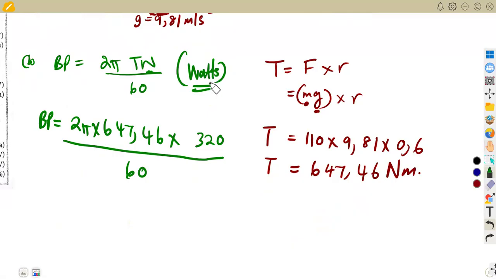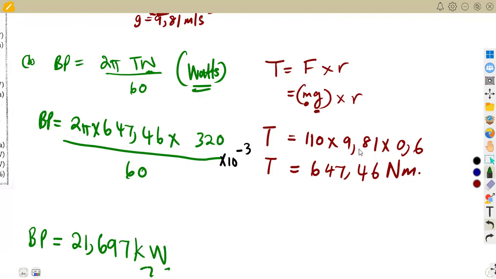Like I said, that is going to give us the brake power in watts. To convert this to kilowatts, we can just multiply by 10 to the exponent of -3. Automatically, we have converted our brake power to kilowatts. To 3 decimal places, it is 21,697 kilowatts. So that is your brake power. You need the torque in order to use this formula.